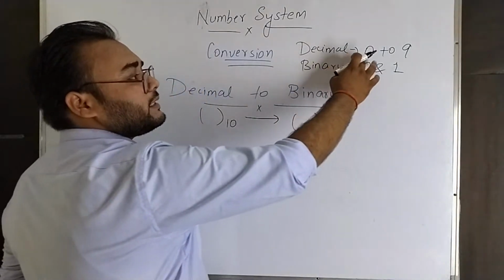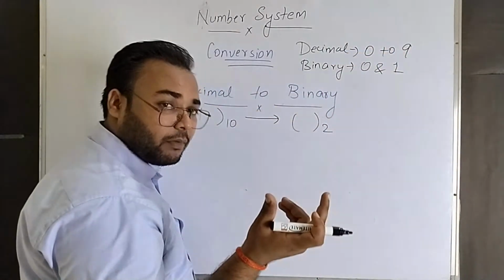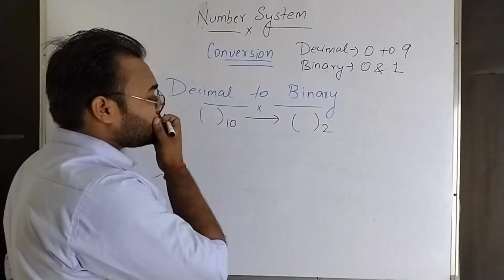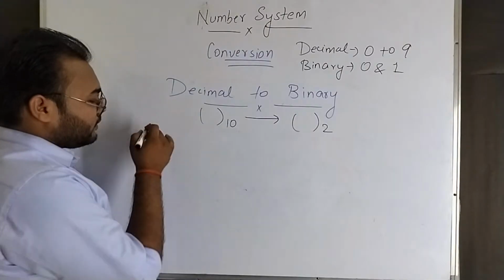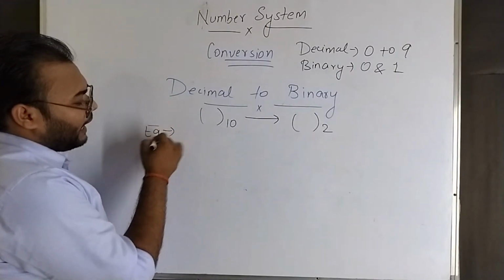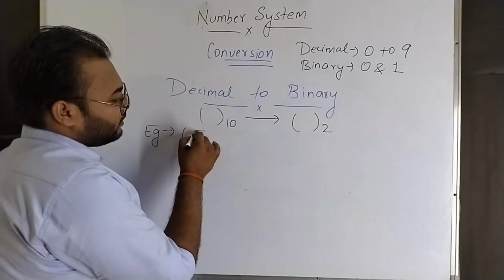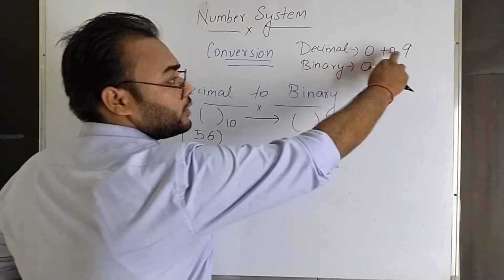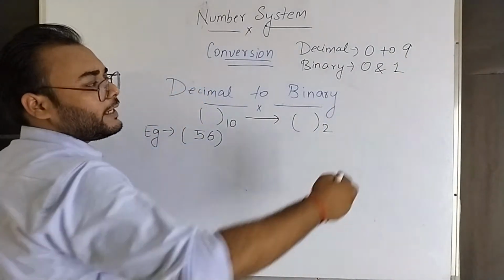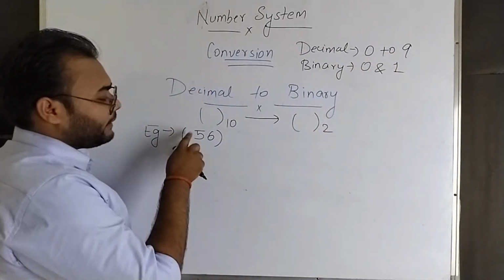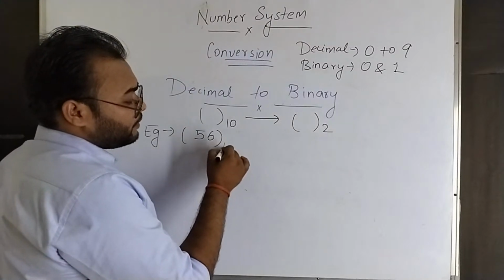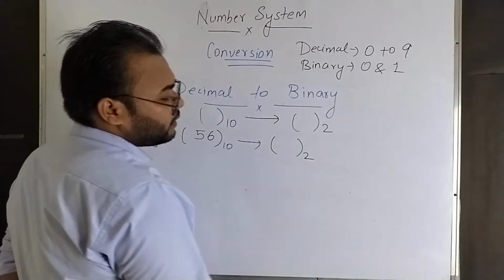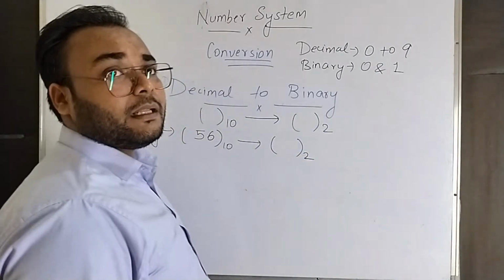So using the digits 0 to 9, we will form a number and convert it into the form of 0 and 1. Suppose I'm taking one example: I have to convert a number like 56. This is a number which belongs to 0 to 9. We can also take 0, we can also take 9. So I'm taking one number, 56, whose base is 10, and we convert it to the base of 2, that is, binary.